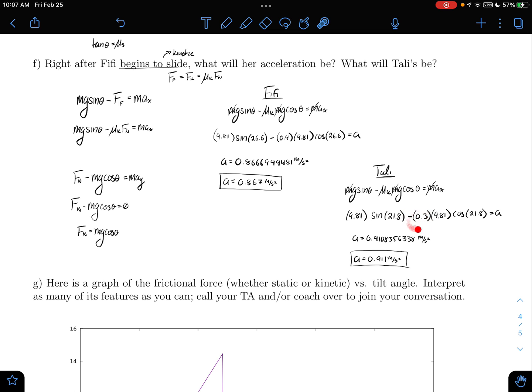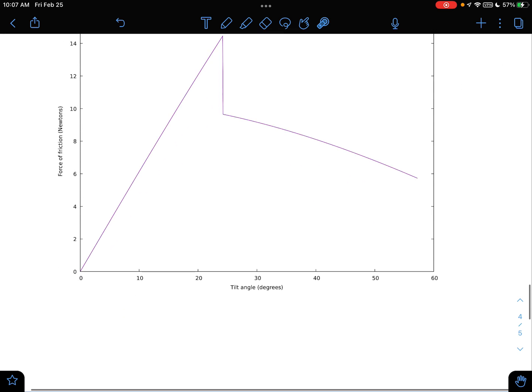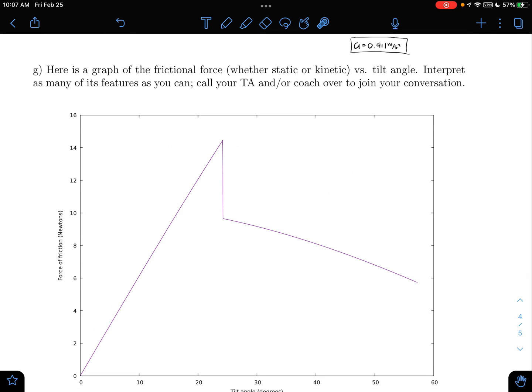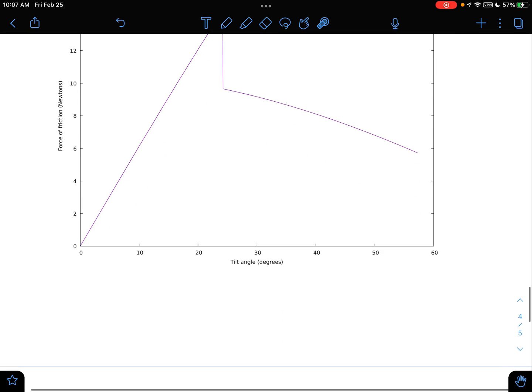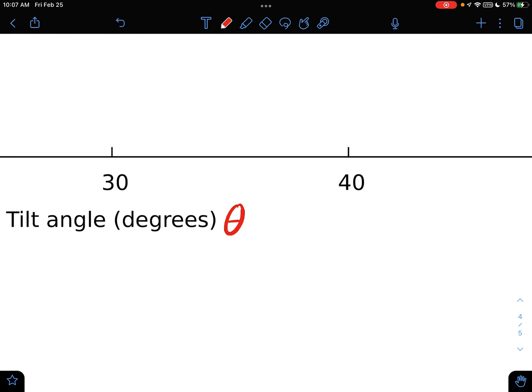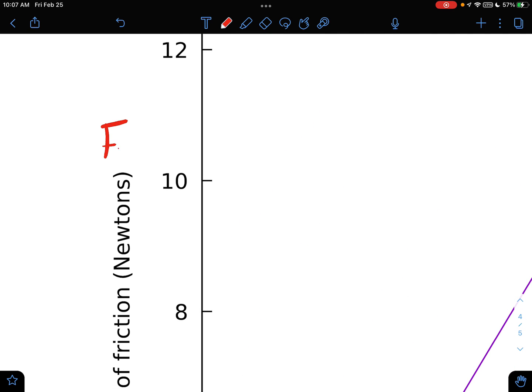She's more inclined towards slipping than phi is, so she's going to be accelerating a little slower. Right? So now we look at friction force versus our tilt angle. So this is what we're calling our theta. I'm just going to switch to red so it stands out on the graph, but this is our theta. And this is whatever we were saying our FF is.